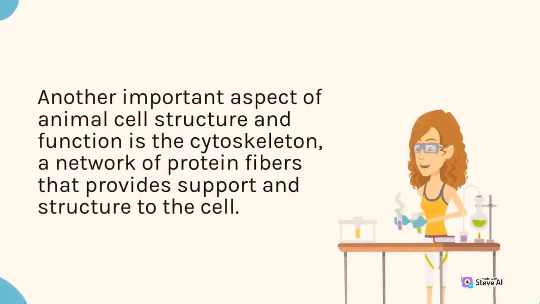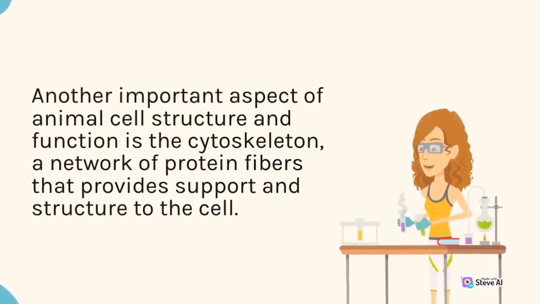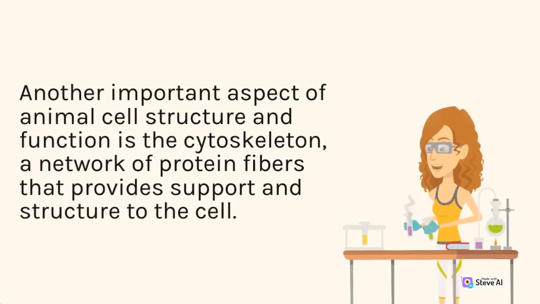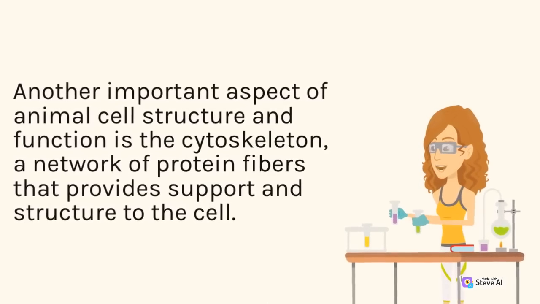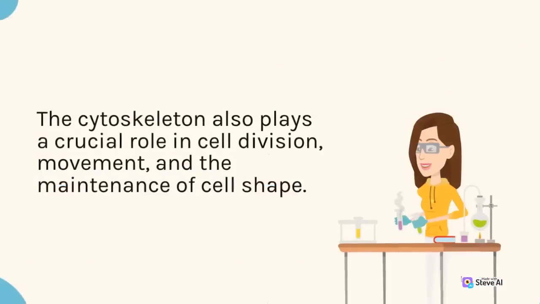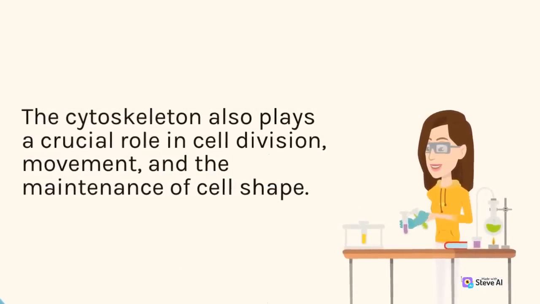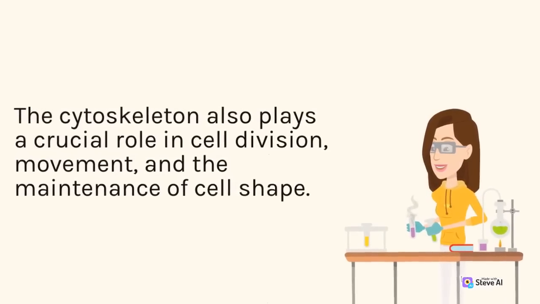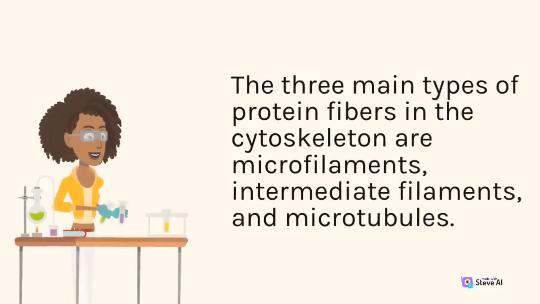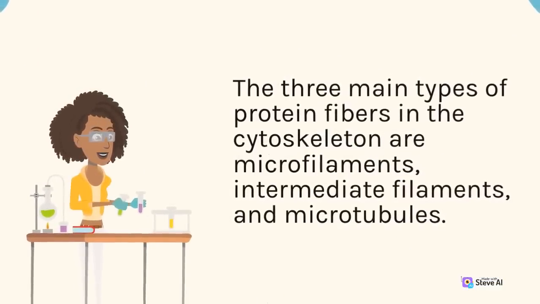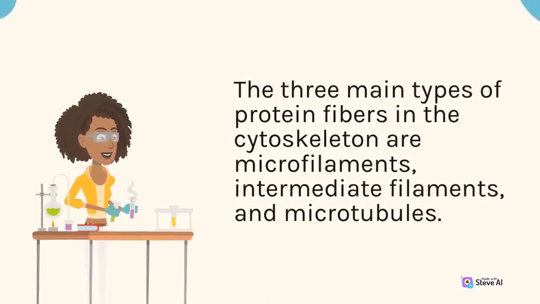Another important aspect of animal cell structure and function is the cytoskeleton, a network of protein fibers that provide support and structure to the cell. The cytoskeleton also plays a crucial role in cell division, movement, and the maintenance of cell shape. The three main types of protein fibers in the cytoskeleton are microfilaments, intermediate filaments, and microtubules.